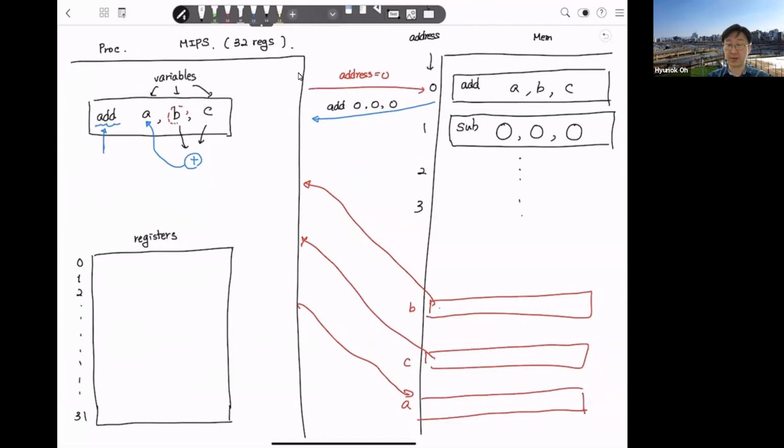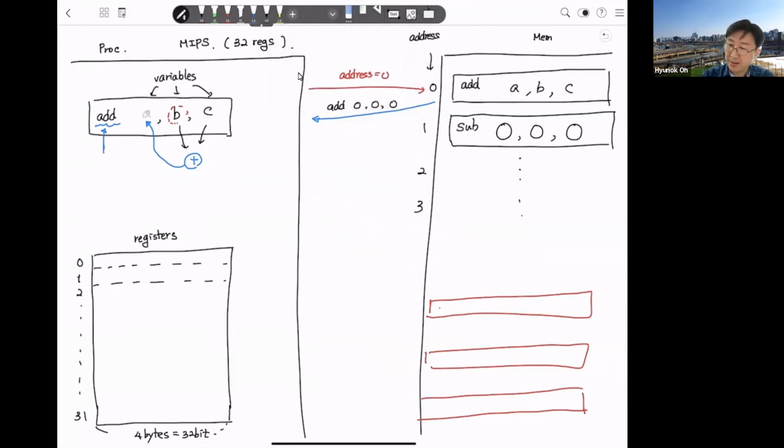So there are 32 registers, and each register is 4 bytes. 4 bytes means 32 bits. Okay, so there are 32 registers, and each register size is 32 bits. So instead of reading data from memory, we are specifying the location of a register. We are specifying the index of the register. For instance, you are reading data from the first register, which has some value, right? 5. From the second register, which has 7. And then storing into register number 3. So we can specify this kind of thing.